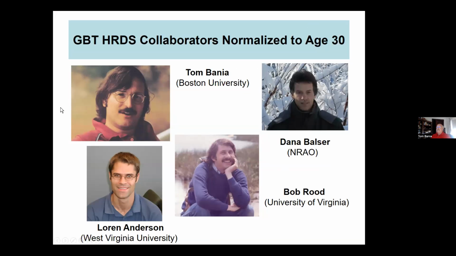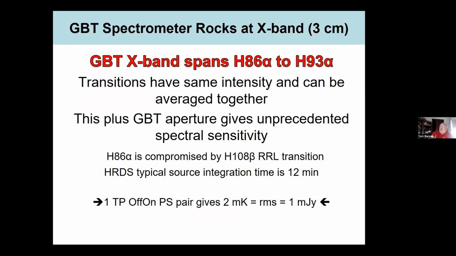And here is the original team of the GBT H2 region discovery survey, normalized to H30. Now, in X-band, the ACS receiver was capable of tuning simultaneously to alpha transitions from H86 alpha to H93 alpha. 86 is compromised by H108 beta, so we had to not use it. But they're very close together in N level, and if all you want to do is make a discovery, they have to first order the same intensity, so you can average them together. So we did when we were searching these targets.